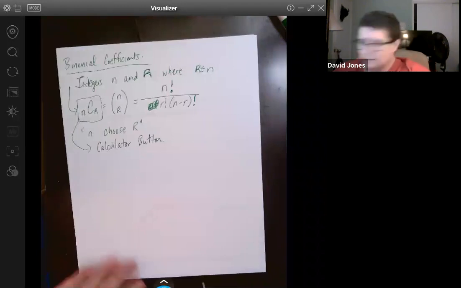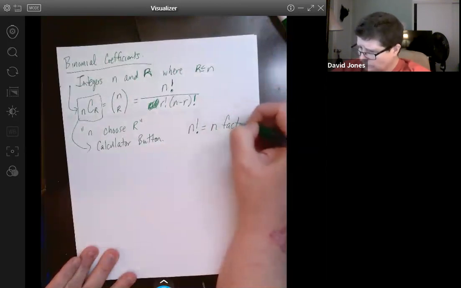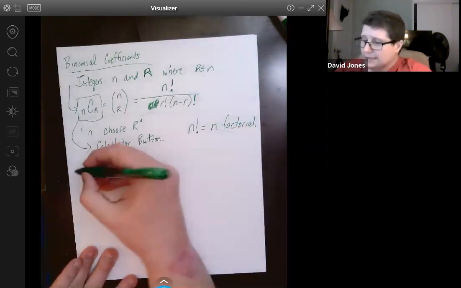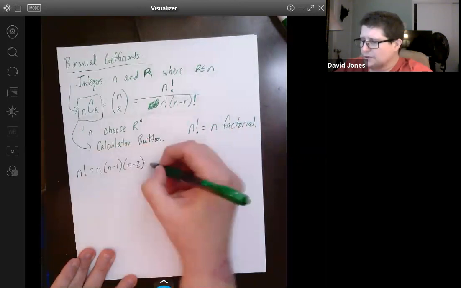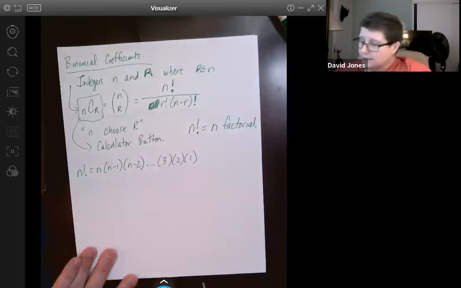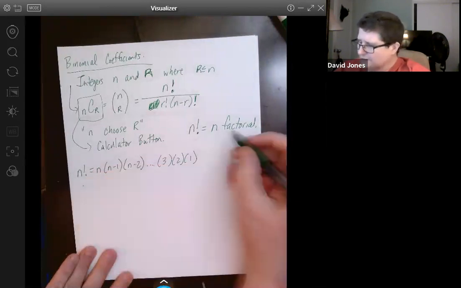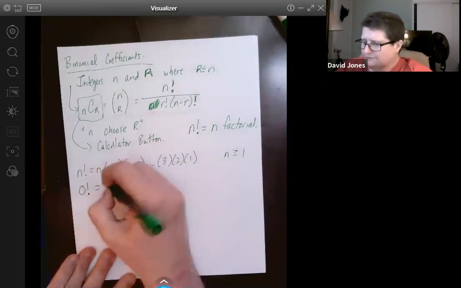But just so you know, this right there, we say is n factorial. And factorials are things in multiplication, right? That's an indicator of what that means. n factorial is n times n minus 1 times n minus 2 times ... times 3 times 2 times 1. So you just keep subtracting a number and multiplying it by the previous number until you get down to 1. This is for n greater than or equal to 1. When n equals 0, 0 factorial is defined to equal 1.